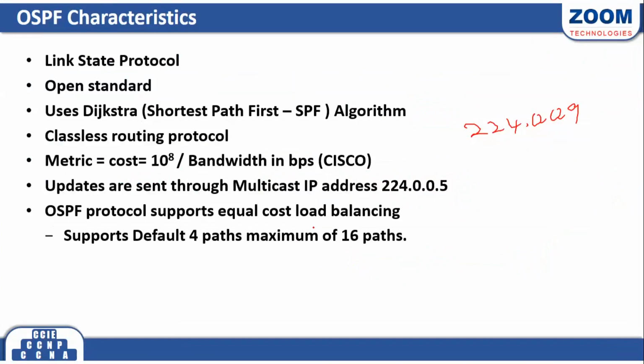Remember the AD value, administrative distance, for static routing is 1. For RIP, it is 120. OSPF is 110.